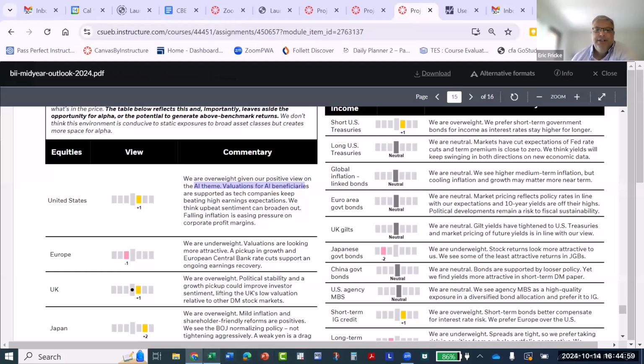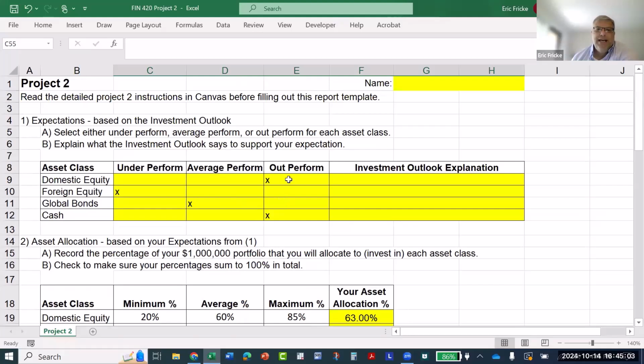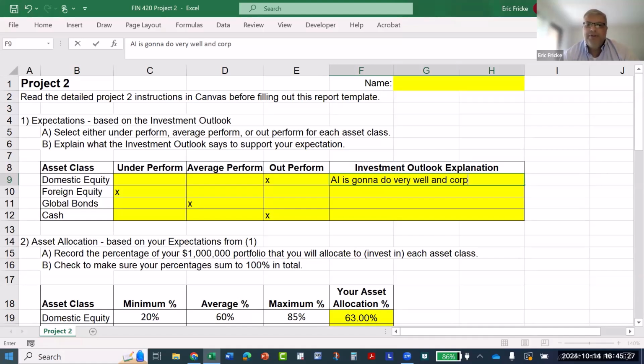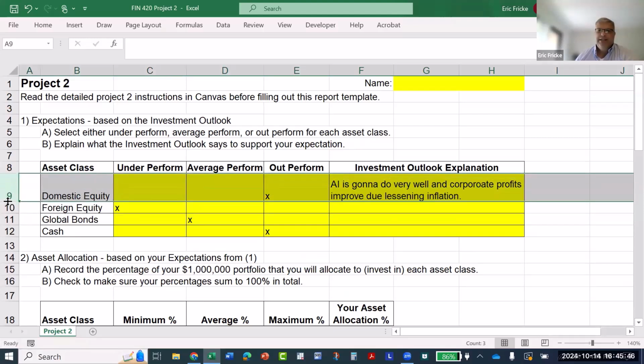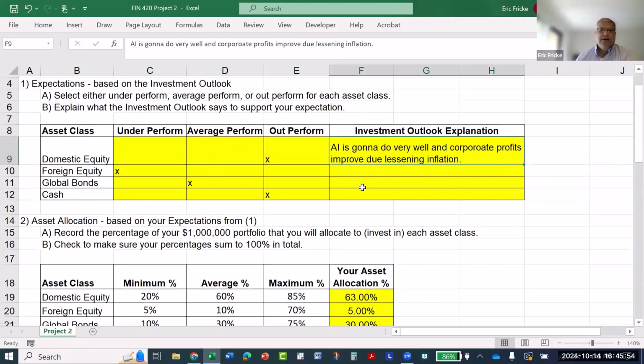So that means we would go here, right? And we would say outperform. And we would say the report said AI is going to do really well. And don't do what I'm doing for word, but I'm just giving you an example. And corporate profits will improve due to lessening inflation, something like that. Okay. Oh, and you know what? It would be helpful. I wish I would have done this in the spreadsheet when I programmed it, but you should make it so I can read everything that you put in. Okay, so that's domestic equities. Outperform, and we gave it a reason why.